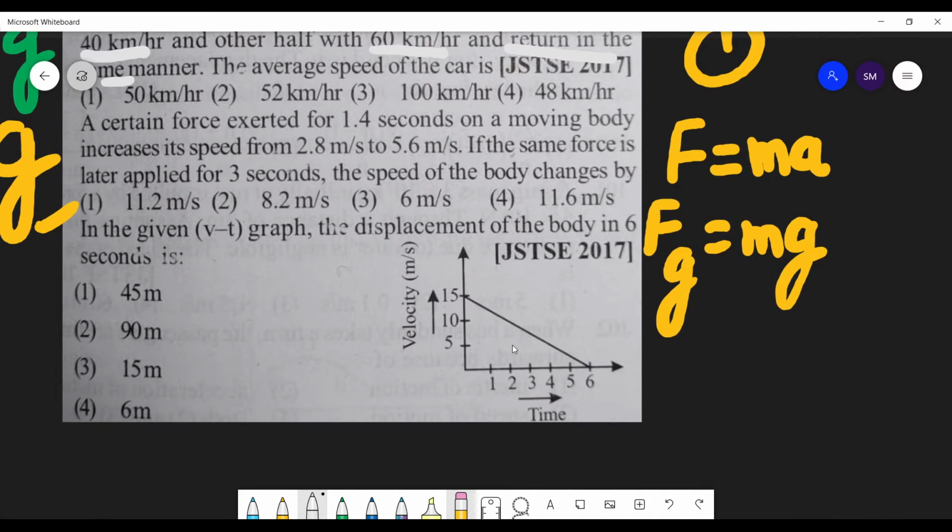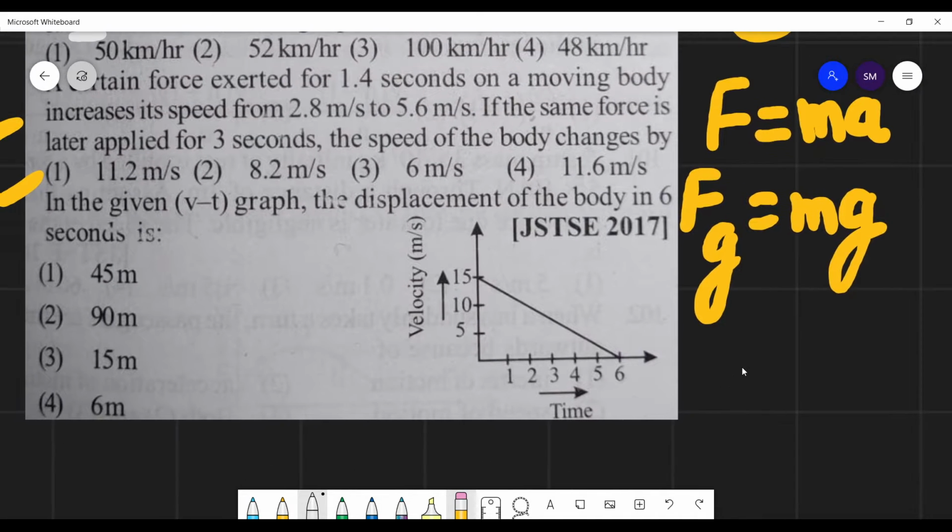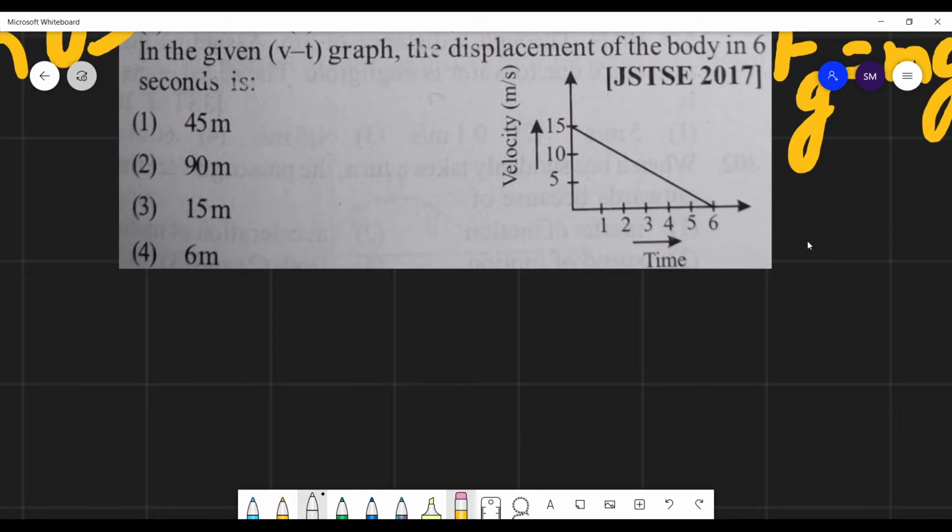So we have this question. Let us do this question, graph for this. You have this velocity time graph. What will be the displacement of the body in 6 seconds, students? You have this graph, so you can calculate the answer.